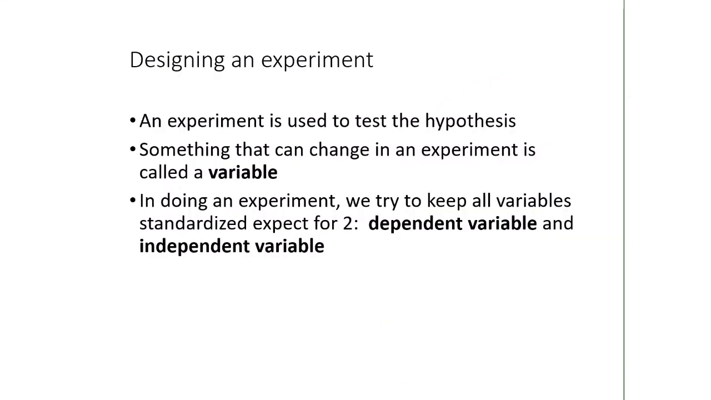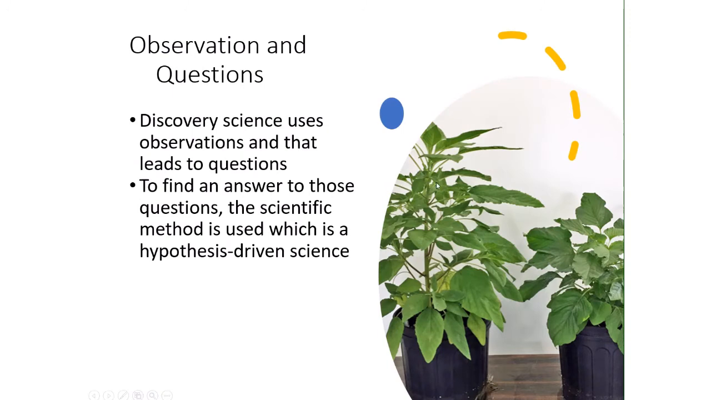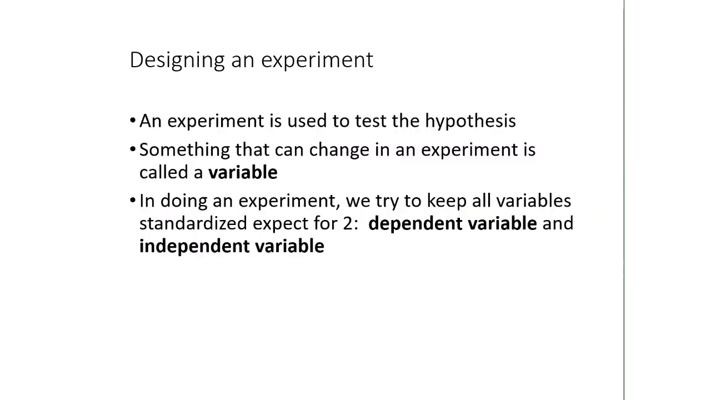So in this example, we have two plants in the house, and you notice one is taller than the other. Right? That's an observation. The question is, why is this one growing taller than the other? They appear to be the same plant here, so what's going on? That's your question. So we are going to have to form a hypothesis, and then we're going to have to test that out.